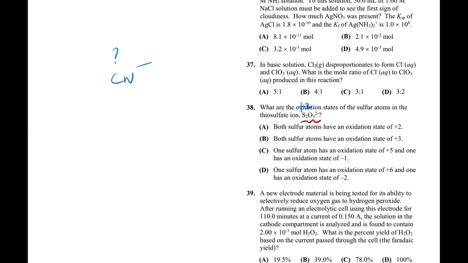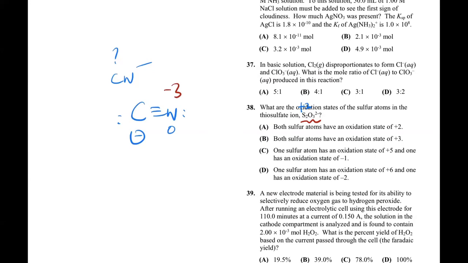Let's have a look at the structure. CN minus, if you draw the Lewis structure, is not hard for you to figure out. It's like this, right? There's a triple bond, because CN minus is isoelectronic to nitrogen gas, right? So there's a triple bond, which means the nitrogen has a triple bond to carbon, and we know nitrogen is more electronegative than carbon, right? So nitrogen would be -3.